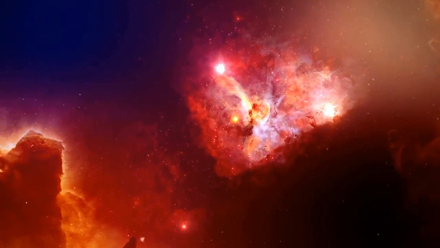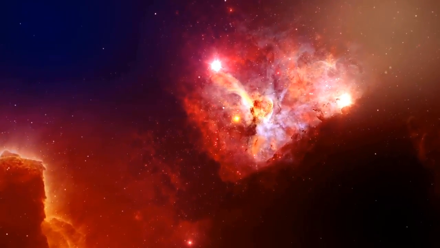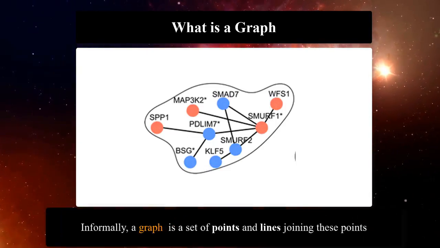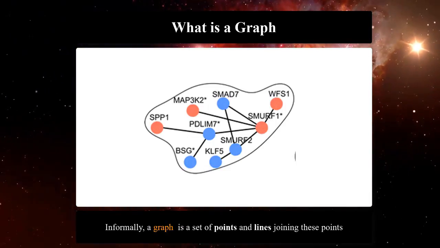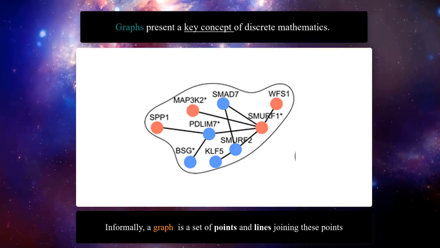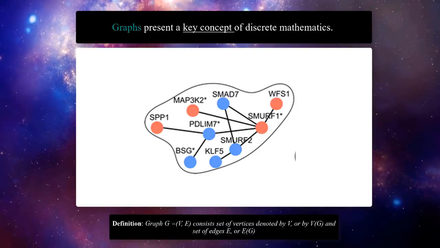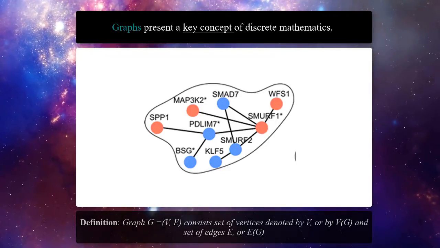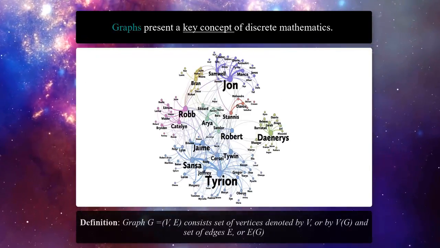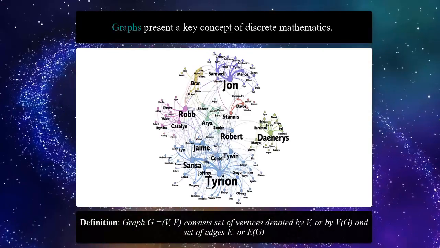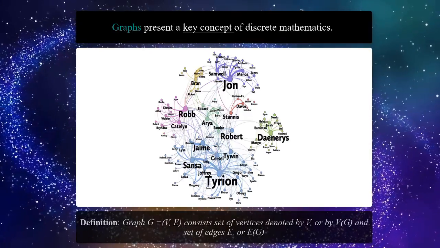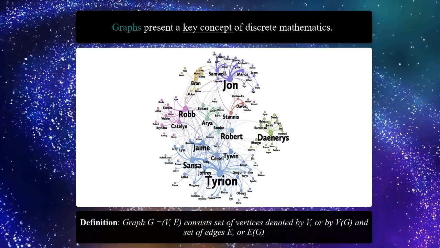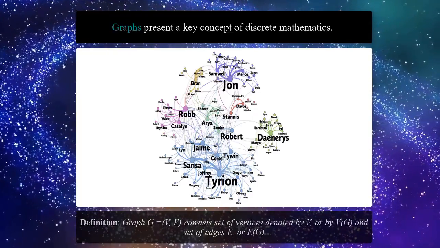The basic mathematical concept used to model networks is a graph. So let's see what a graph is. Look at this picture. What do you see? True, a set of points and lines joining them. They are graphs. Graphs present key concepts of discrete mathematics, and formally the points are called graph vertices or network nodes, and the links between them are called edges. Therefore, a graph G is defined as a set of vertices denoted by V or V(G), and a set of edges denoted by E or E(G). Graphs are easy to draw and understand from a picture and easy to process by computer programs too.